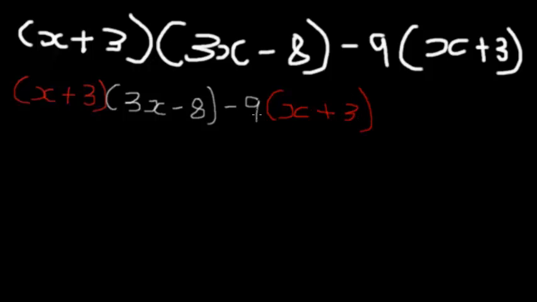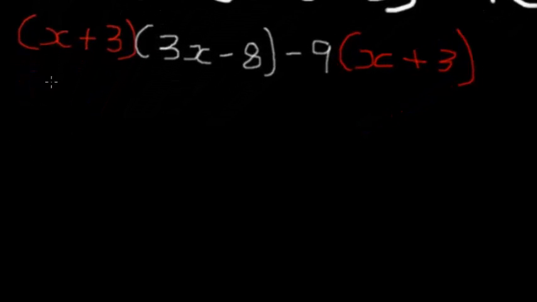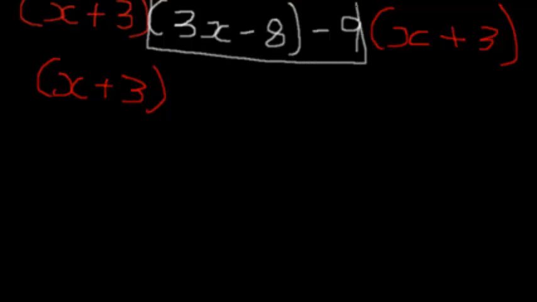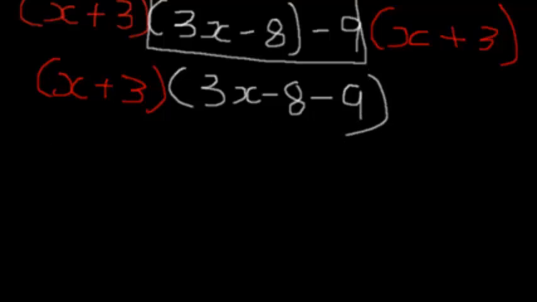So then what we have to do here is group the x plus 3 together, and when we do that, it will turn into this x plus 3, and then the remaining of the last group will be this 3x minus 8. And since we have minus 9 there too, we can remove the brackets and make it minus 9. And then from there we can just simplify it.